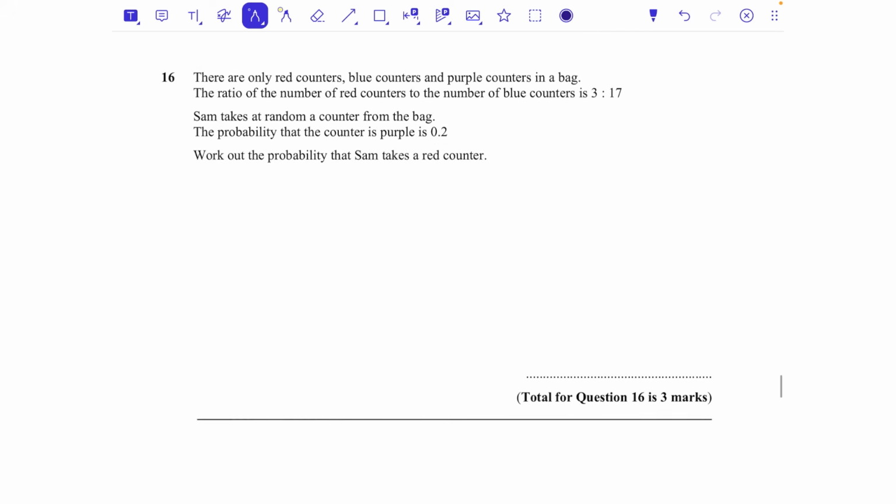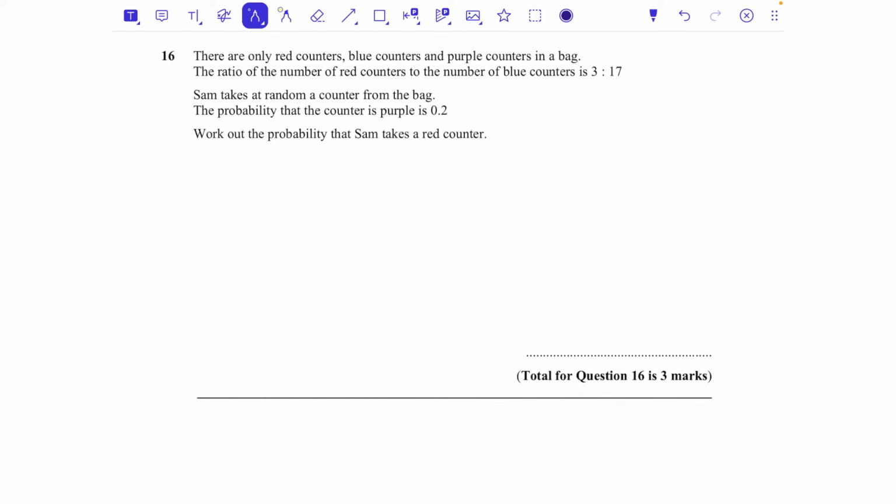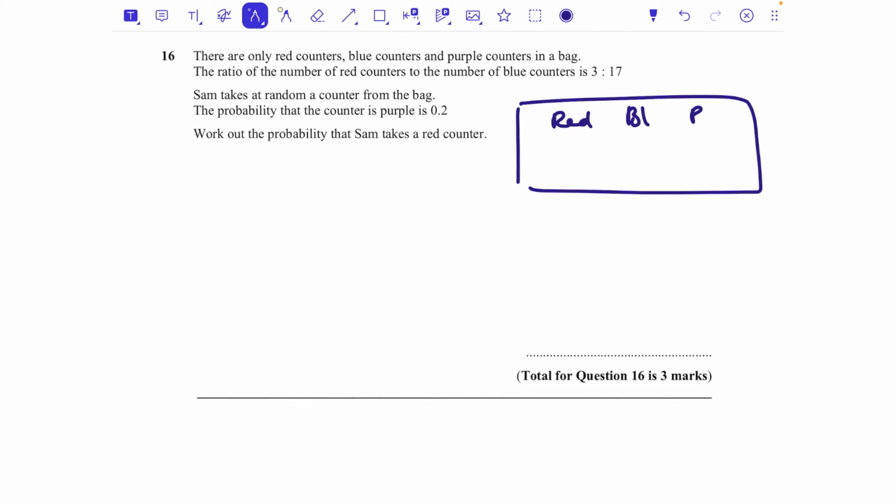Question number 16. There are only red, blue and purple counters in a bag. The ratio of the number of red to the number of blue is 3 to 17. Sam takes at random a counter from the bag. The probability it's purple is 0.2. Work out the probability of taking a red counter. Okay, so we've only got 3 colours to worry about here. Let's do a little table. I've got red, I've got blue, and I've got purple.